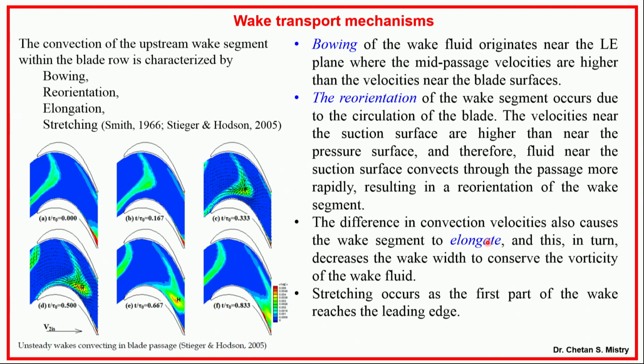Now, the difference in convection velocity causes the wake to get elongated. If you look here, this is getting elongated. That is what is known as elongation. That in turn decreases the wake width to conserve the vorticity of the working fluid. Now, stretching occurs at the first part of my wake as it reaches the leading edge, so again you have entering of this wake. Just try to understand: upstream, I will have my wake coming out, that wake moves inside my passage, and after that it goes through different formations and comes out.